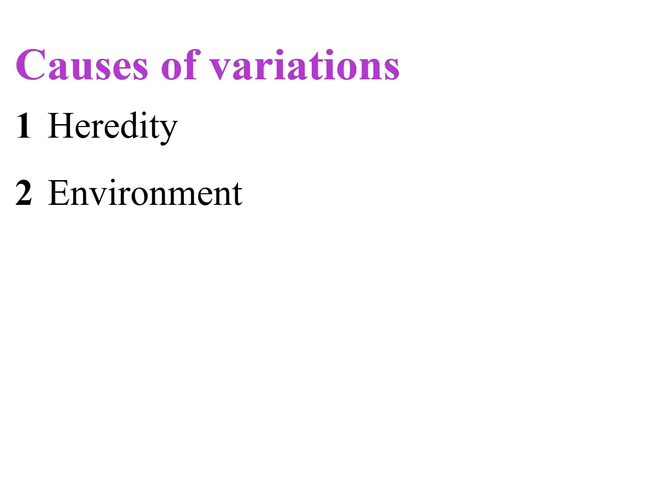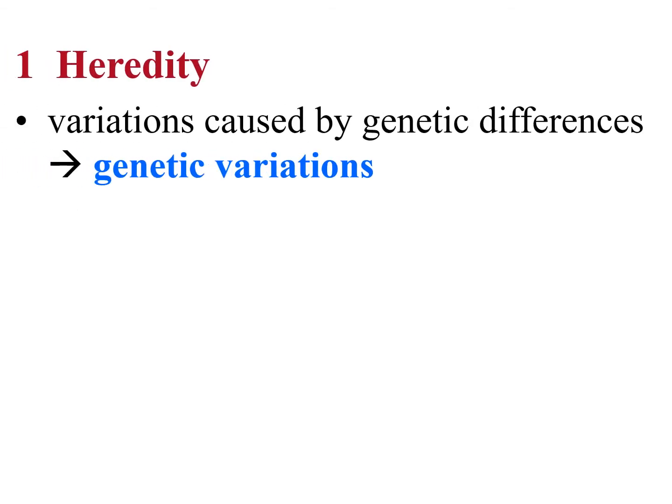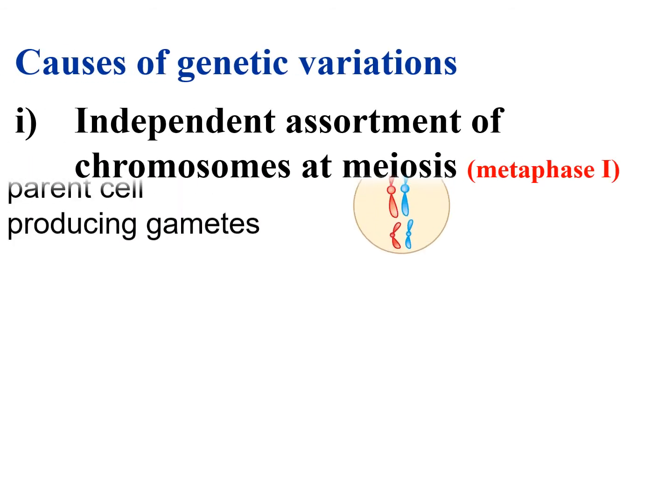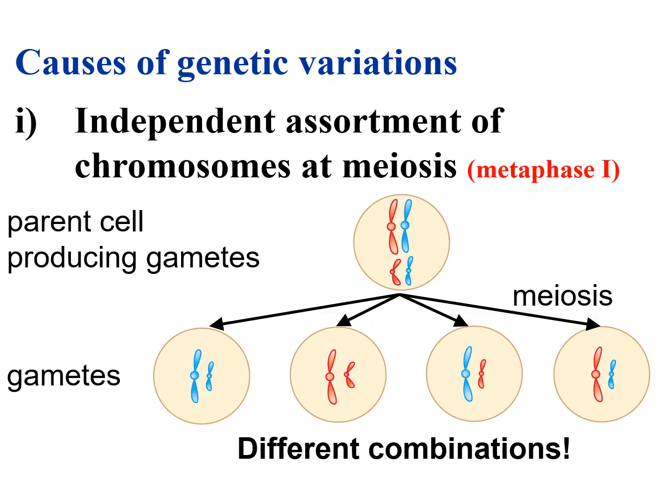There are different causes of variation, such as it can be caused by heredity or the environment. Let's take a look at the heredity first. One of it is due to the heredity, caused by the genetic difference. We call that genetic variation. And the cause of genetic variation may be due to the independent assortment of the chromosomes at meiosis metaphase 1.